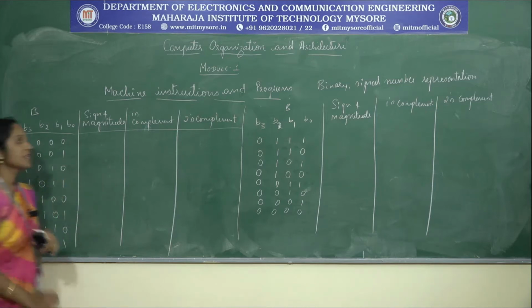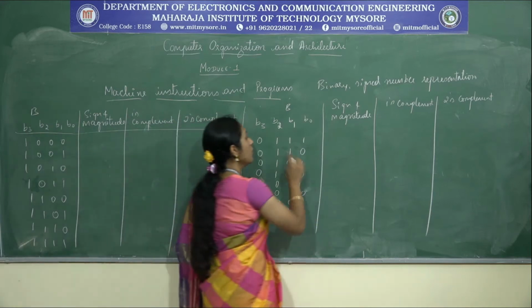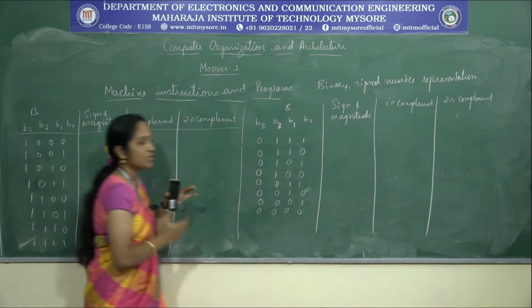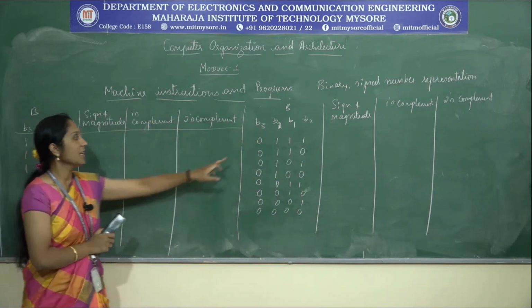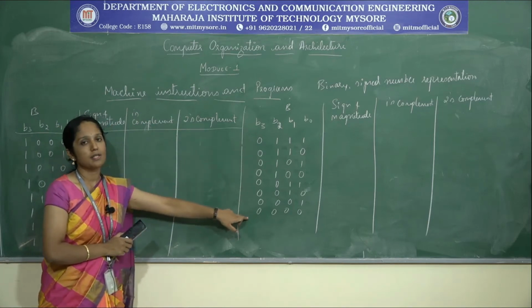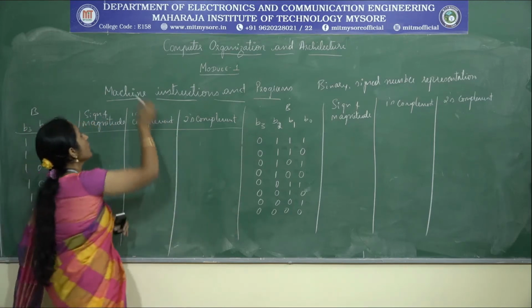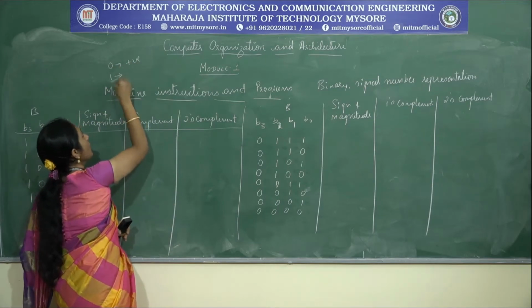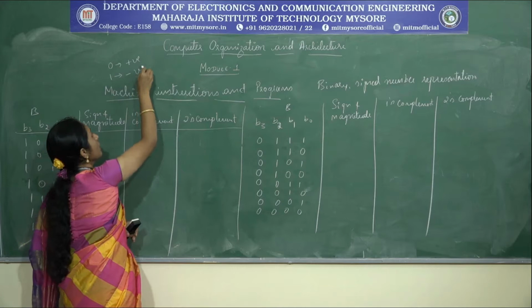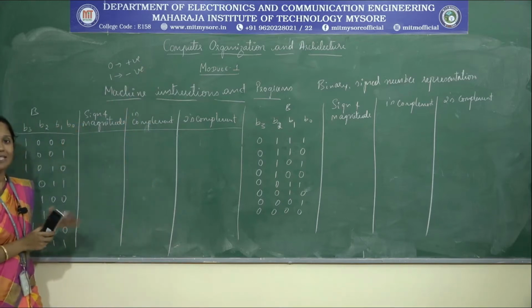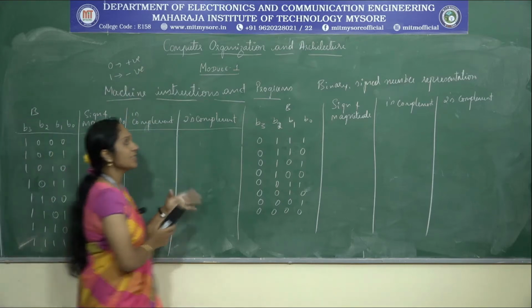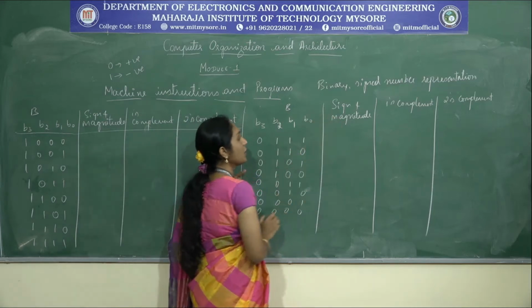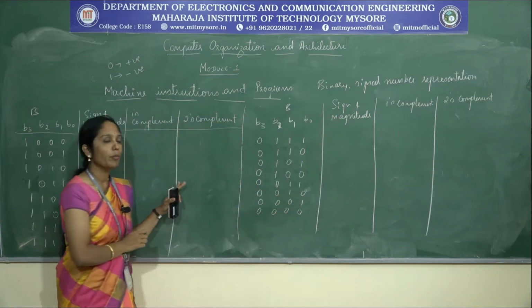Now let us consider the first system, that is sign and magnitude. The first thing you need to understand is that the MSB is used to represent the sign. If you have 0 in the MSB, that represents a positive number, and 1 in the MSB represents a negative number. This is common in all three number systems. If you consider the first number system, sign and magnitude, the representation is very simple.